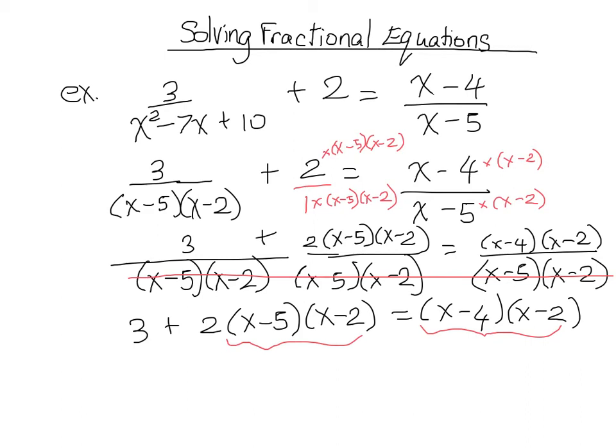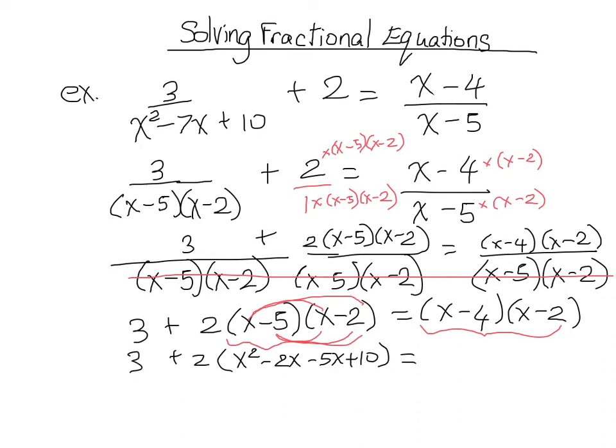Okay, so first we have this times this, which gives us x squared. Then outer, we have here minus 2x. Inner, right here, minus 5x. And last, over here, plus 10. And all of this is multiplied by 2, and we have that 3 over here.